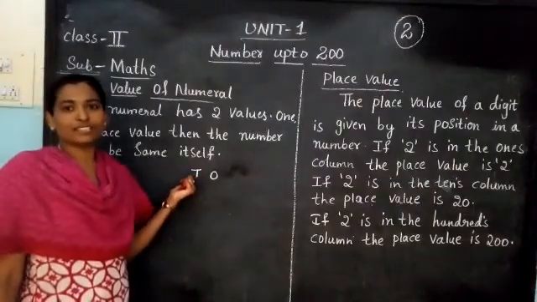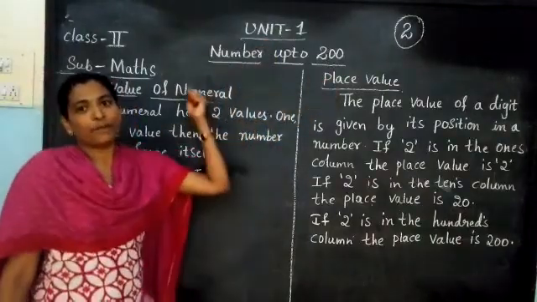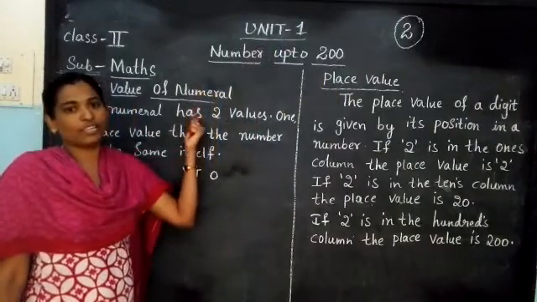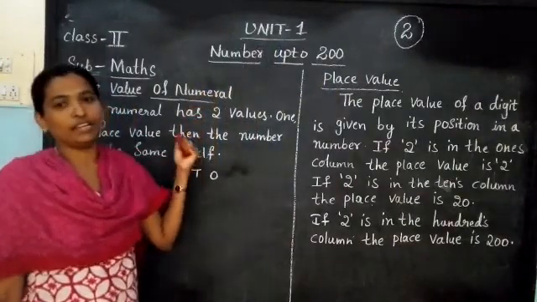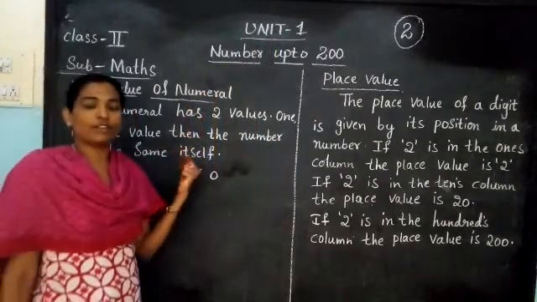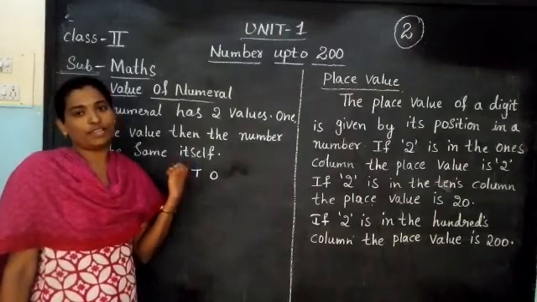In the previous class we learned the first unit, numbers up to 20. We learned number names from 1 to 20, and 10, 20, 30, 40 up to 100. I have given homework to complete the task. I hope you completed the task.